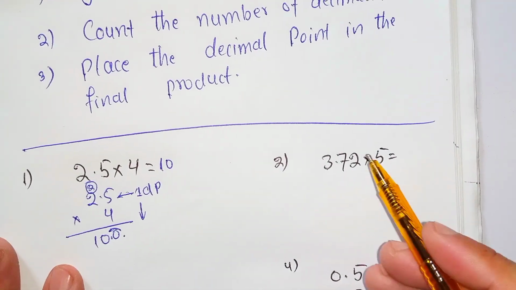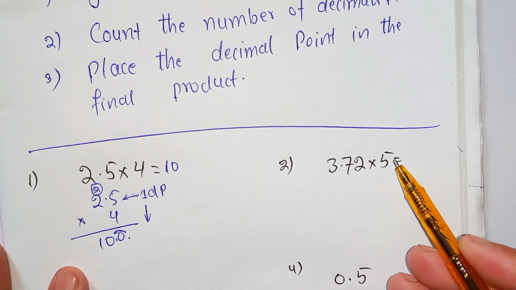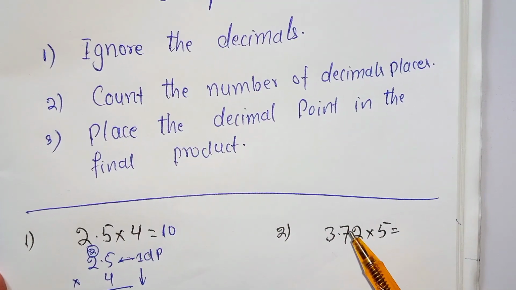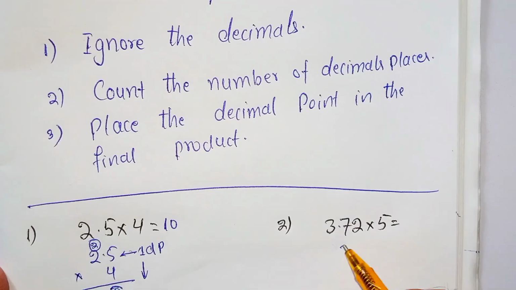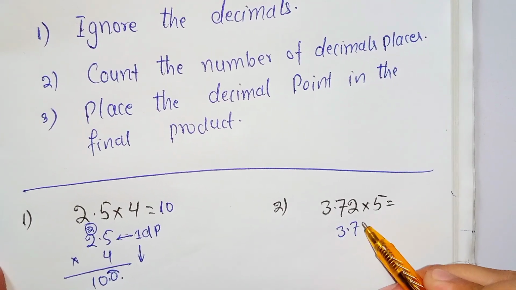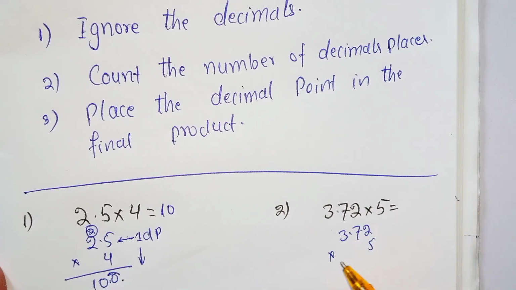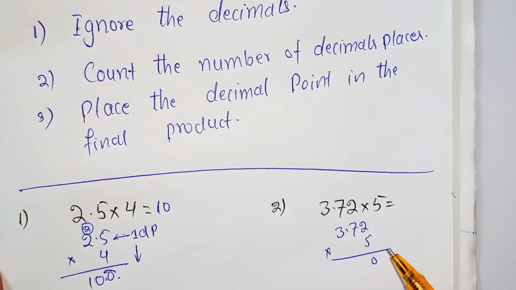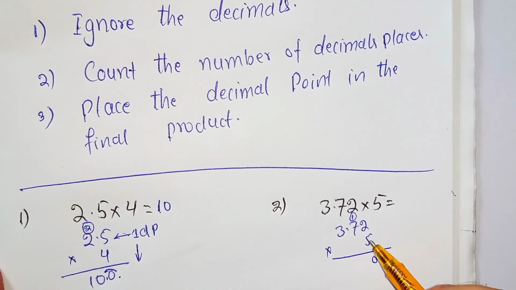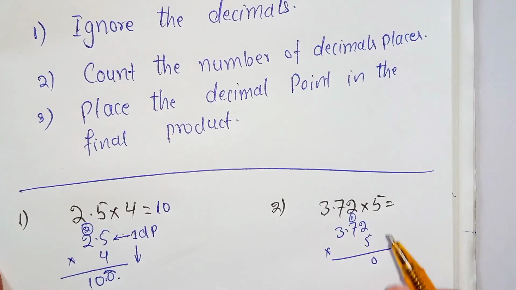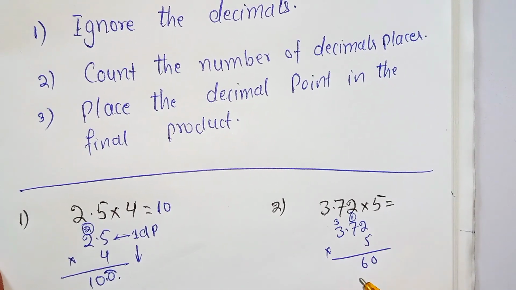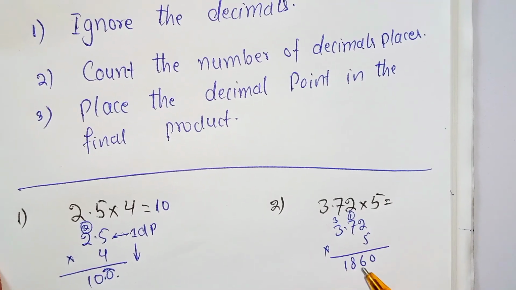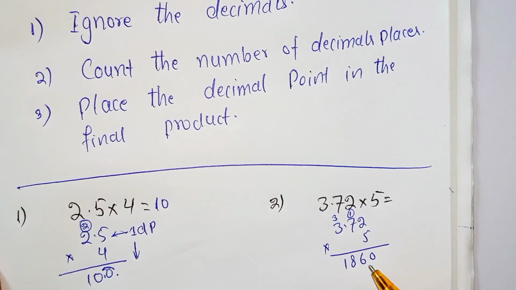Now here is another example, 3.72 multiplied by 5. Again, we will use this formula, and the first step is to ignore the decimal point, right? So 3.72 times 5. So 5 times 2 is 10, write 0 and carry 1, right? 5 times 7 is 35 plus 1 is 36, write 6 and carry 3. 5 times 3 is 15 plus 3 is 18, right? So the answer is 1860.